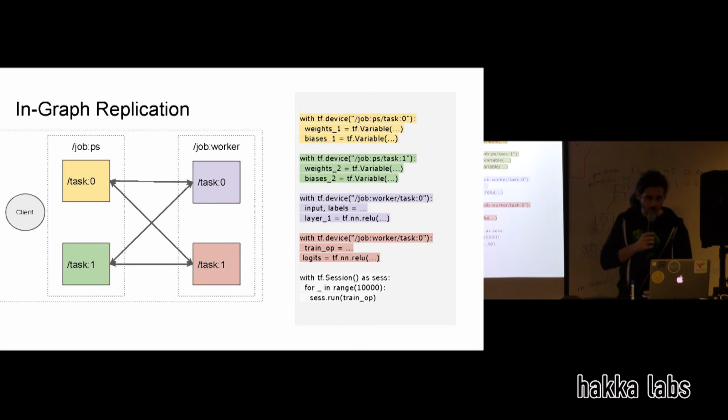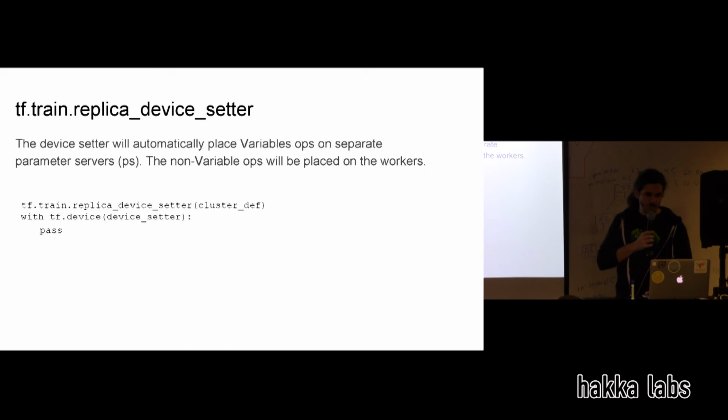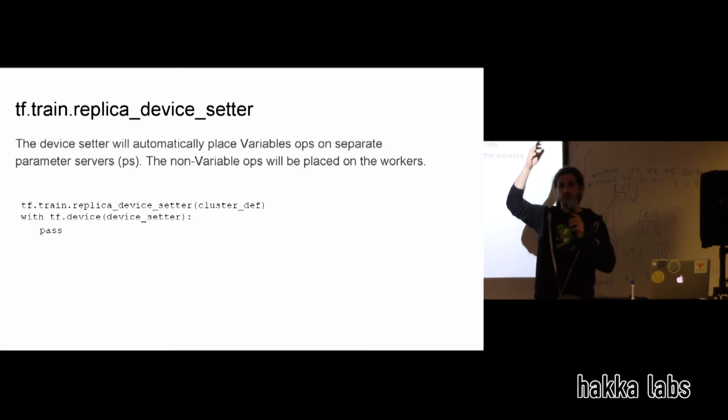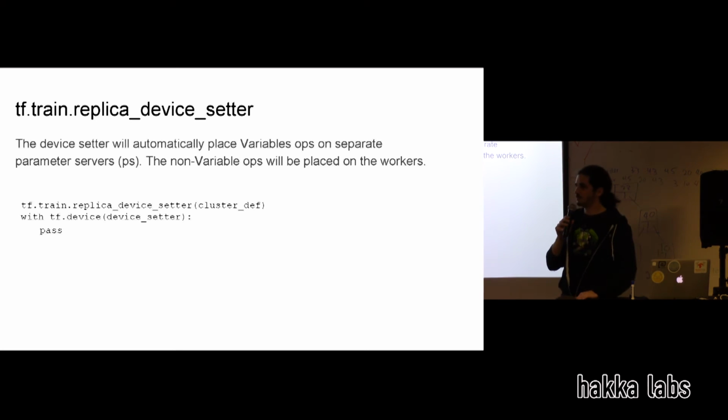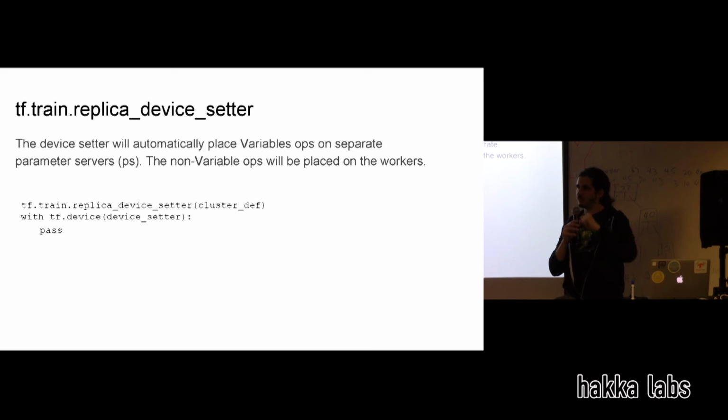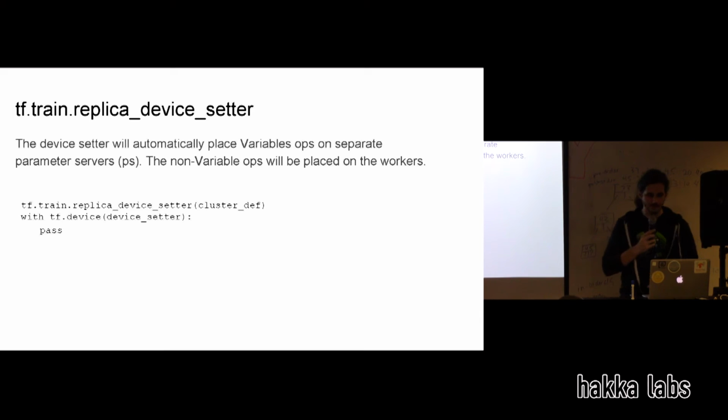What you want to do instead is use a very simple strategy, the replica device setter. Given a list of tasks in one of your parameter servers, for example, it will assign one variable to a different task in sequence. So variable 1 to task 0, variable 2 to task 1, variable 3 to task 2, variable 4 back to task 0. So, a round robin assignment.